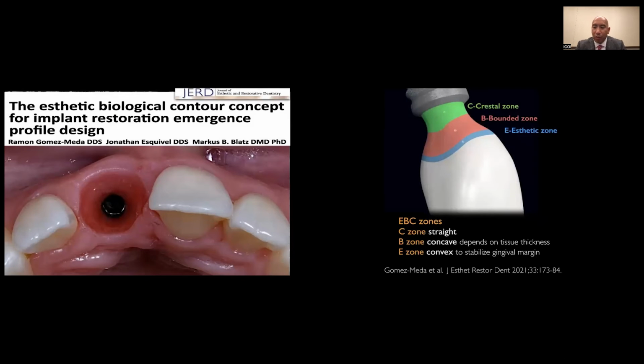Even though it's been around for a long time, in 2021, just a couple of years ago, some friends of ours, Dr. Ramon Gomez Meda, Jonathan Esquivel, and Marcus Blatz, published a paper on this concave crown and abutment design approach. They called it the aesthetic biological contour concept. I won't bore you to death with it, but essentially, anything subgingival, that restorative aspect is concave. Everything's concave once we get below the gum line.